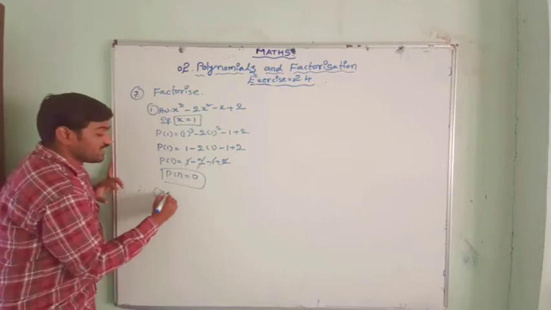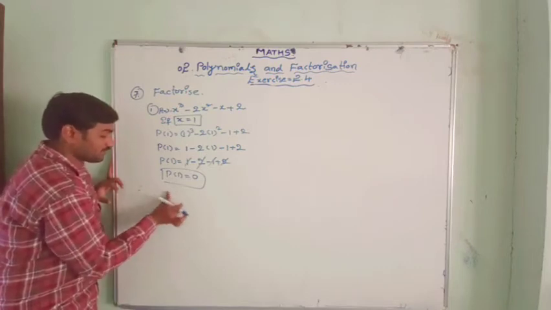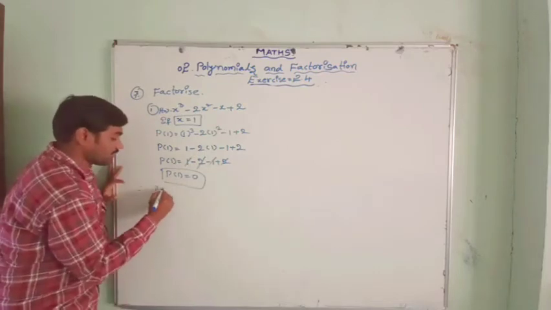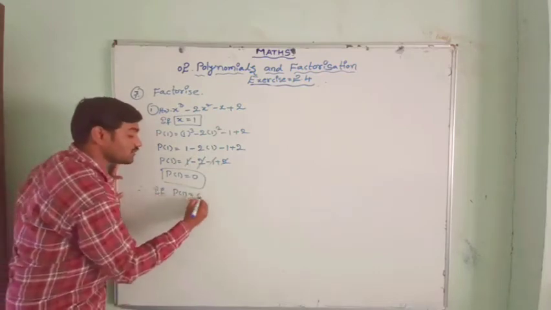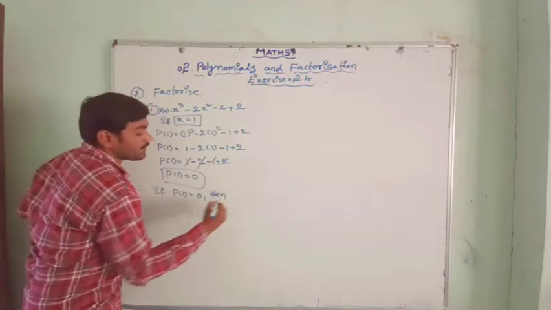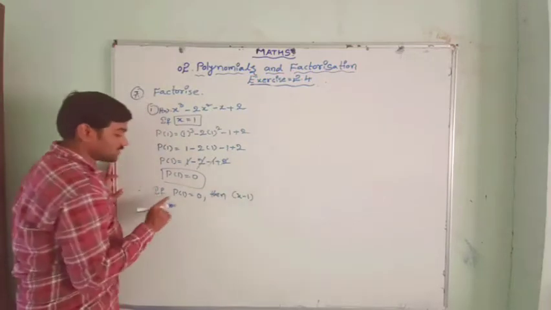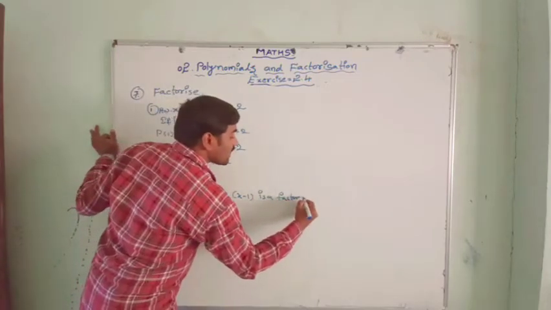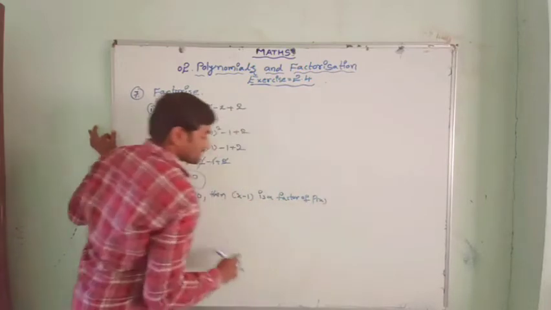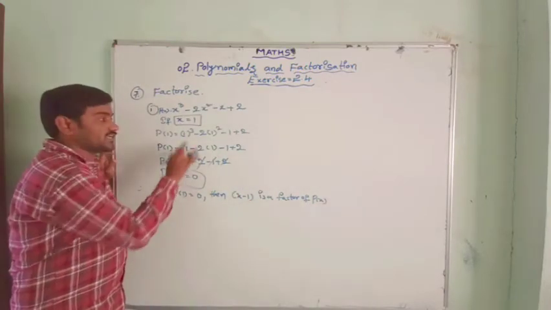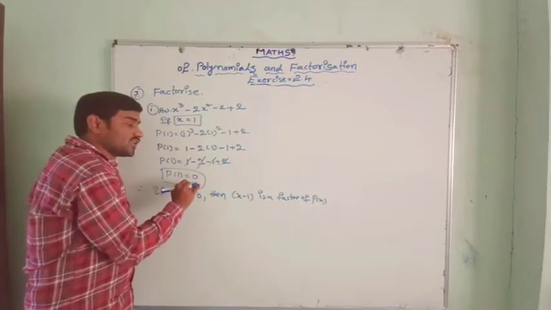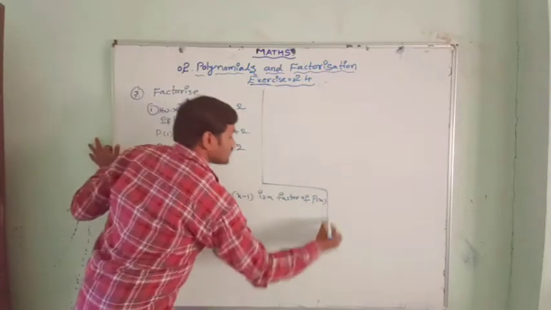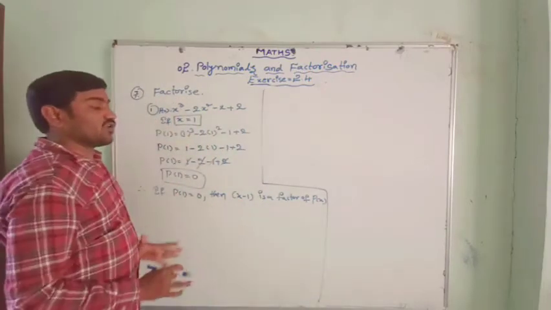So if p of 1 equals 0, then x minus 1 is a factor of p of x. So p of 1 equals 0, you got it. Here itself you stop. If p of 1 is not equal to 0, you have to substitute p of minus 1, then again you have to try it. So here x minus 1 you got as a factor.